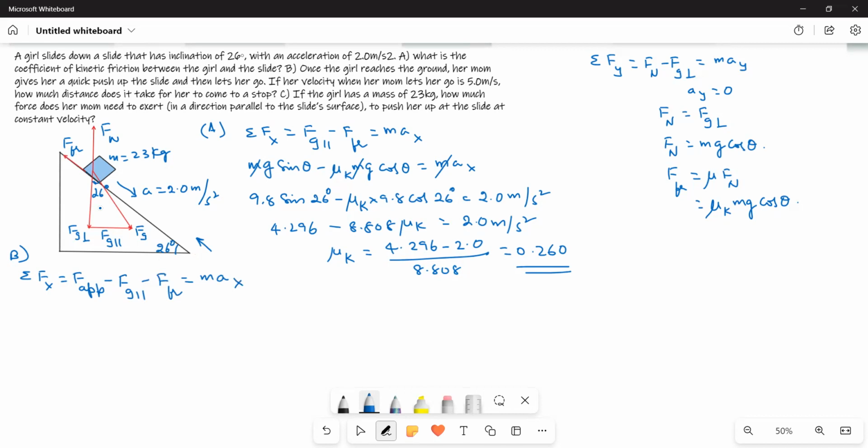Okay, she's going up. Now we use this equation to find this one. Once the girl reaches the ground, her mom gives her a quick push up. Now we have to find out the distance. So first we find out the acceleration.